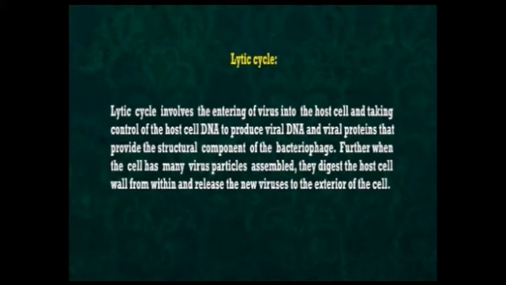So they are also called virulent phage. The lysogenic cycle and the lytic cycle are the two reproductive processes seen in bacteriophages. When the infection of the cell by a bacteriophage results in the production of a new variant, then the infection is said to be productive. So the lytic cycle involves the virus entering the host cell and taking control of the host cell DNA to produce the viral DNA and the viral proteins that provide the structural components of the bacteriophage. Further, when the cell has many virus particles assembled, they digest the host cell wall from within and release the new viruses to the exterior of the cell.